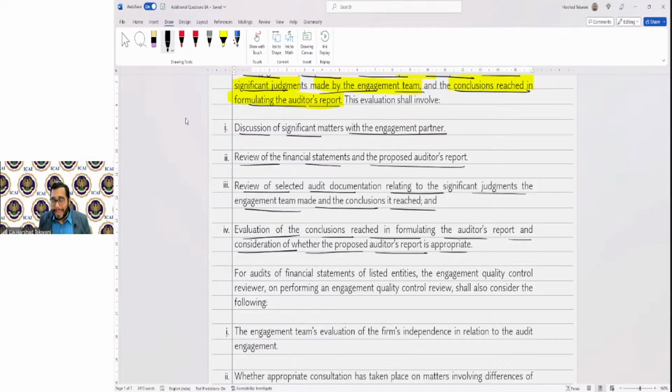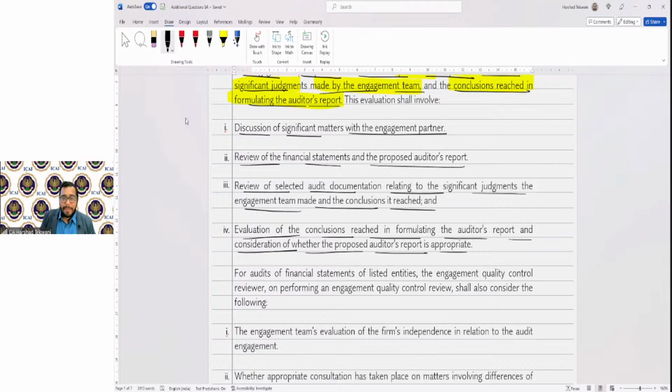We had to explain each bit of the professional judgment to him, so that he can decide whether the conclusions that have been reached by the engagement team are appropriate or not. Very, very deep discussion we went through with the engagement quality control reviewer at that particular time. I'm giving you a live example.